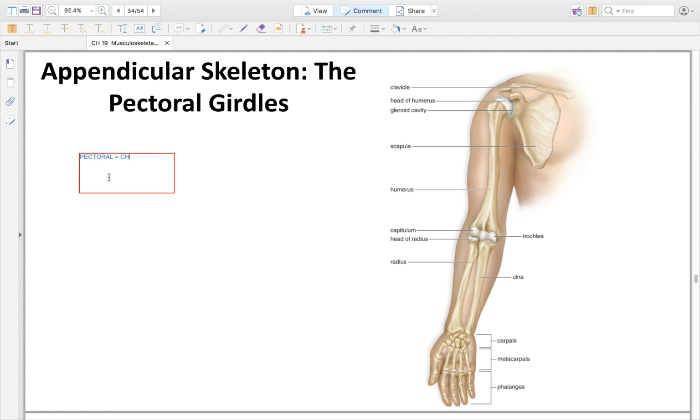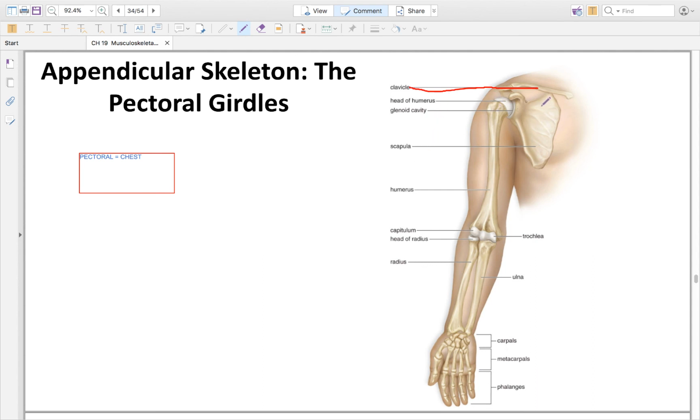It's always in reference to a location, which is the chest. All right. Now, the pectoral girdle is this entire structure here, and we're going to get close. We're going to look at each and every bone, but I want to first introduce them. This is your collarbone, called the clavicle.